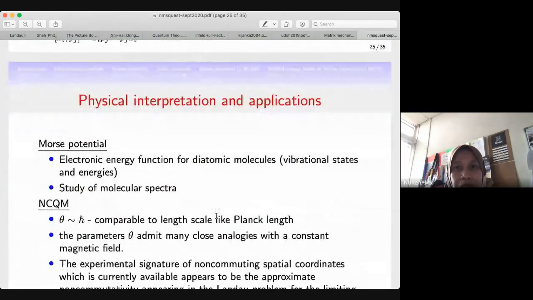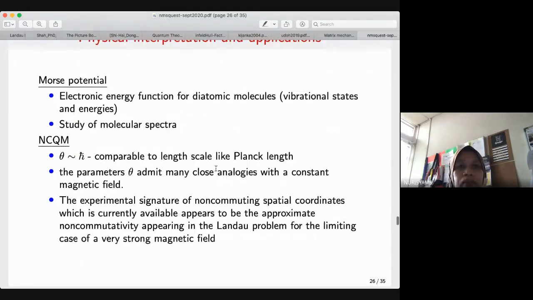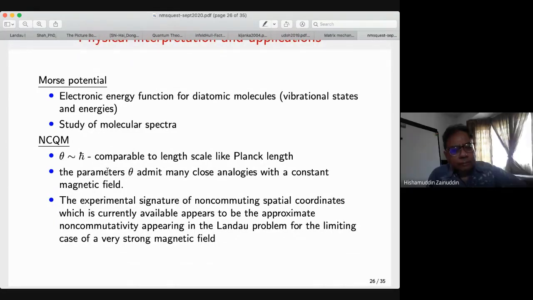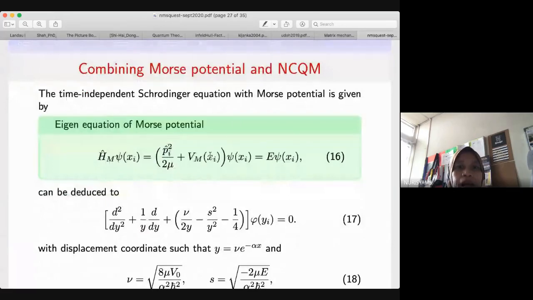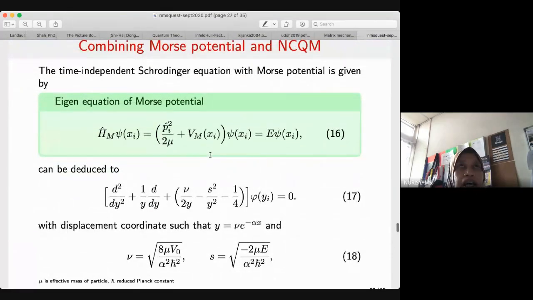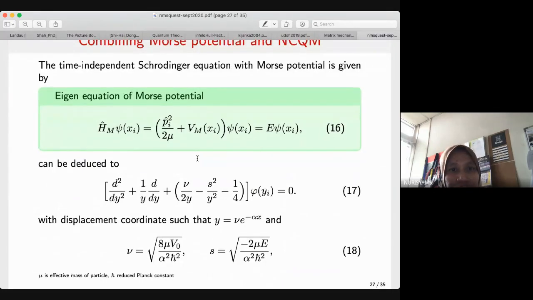Just a bit on physical interpretations and applications. I highlight again, for Morse potentials we are looking at the vibrational states and energies, okay? So the study of molecular spectra and NCQM. Usually we are trying to compare your theta, which is your NC parameter, with H bar, okay? But to combine these Morse potentials and NCQM, the usual NCQM works pretty much okay in terms of a harmonic oscillator. So the Morse potential, because it has anharmonicity, causes a lot of things, okay?